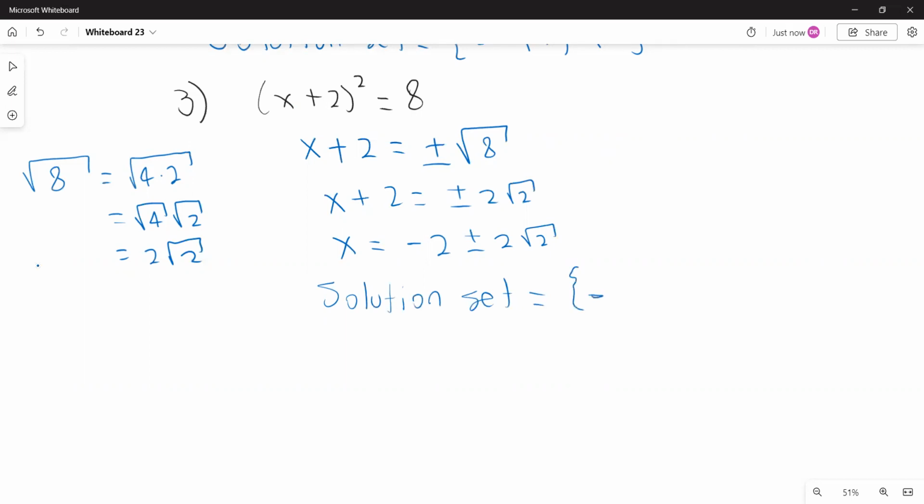Okay, so that's negative 2 minus 2 square root of 2 and negative 2 plus 2 square root of 2. Okay, so this one I'm just going to mention one example for the next method. It's solving a quadratic equation using completing the square.